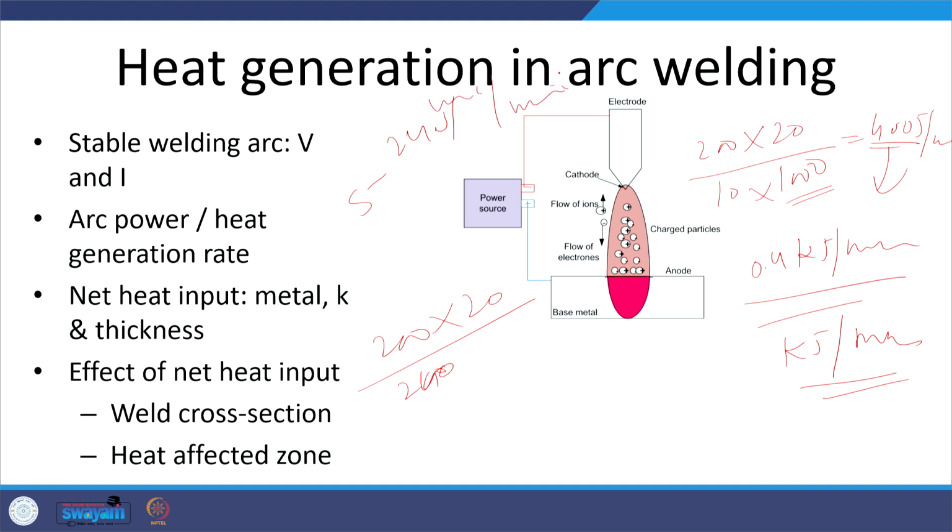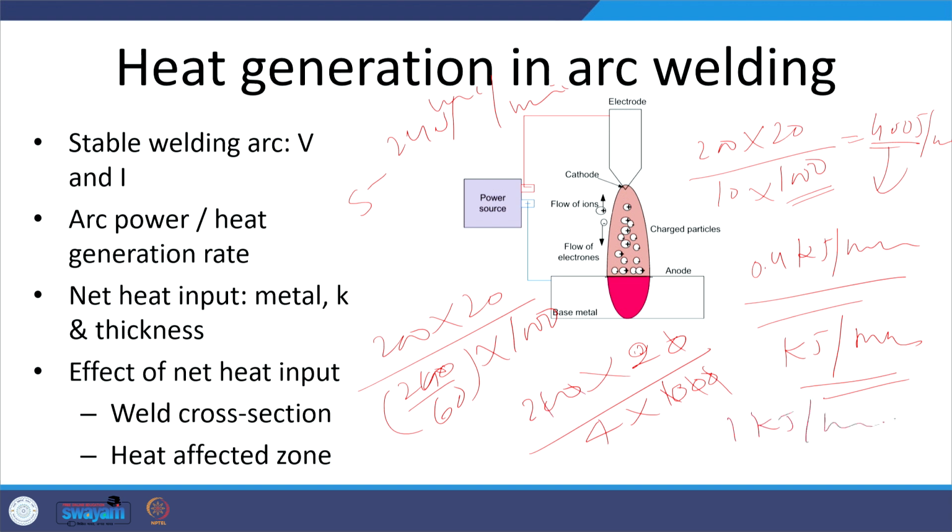Okay. That is per minute. So, we have to divide it by 60 and then 1000. So, when we divide by 60, then 200 multiplied by 20 divided by 4 into 1000. So, what will we get? All these zeros will be cancelled, and we will have 1 kilojoule per mm, like this.